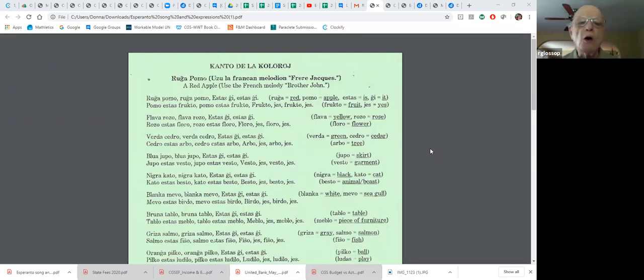Rouge à Pomme, Rouge à Pomme, est-ce-ci, est-ce-ci, Pomme est-ce-fructo, fructo, yes.